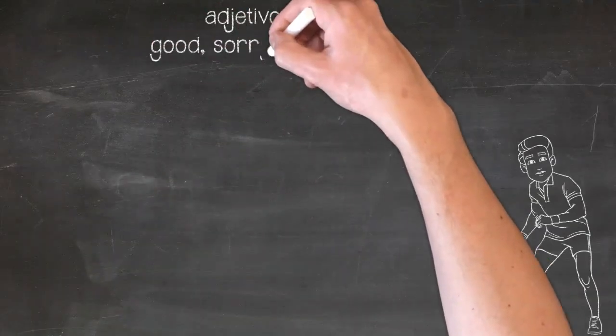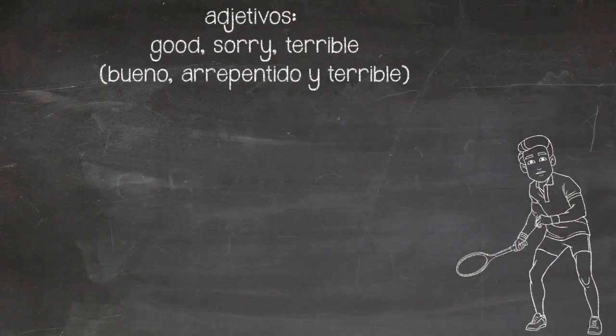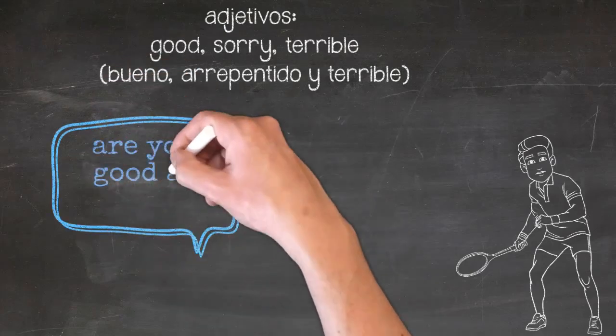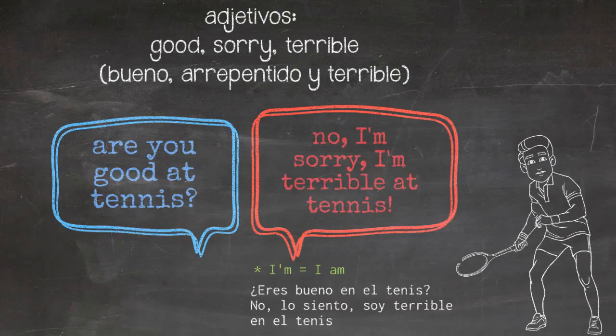Vamos a usar to be con los adjetivos good, sorry and terrible. Bueno, arrepentido y terrible. Are you good at tennis? No, I'm sorry, I'm terrible at tennis.